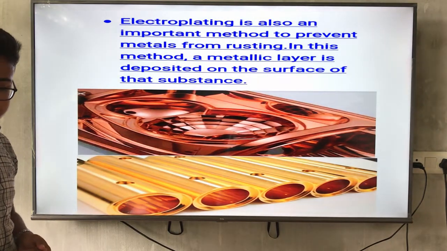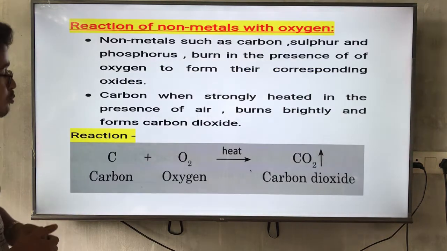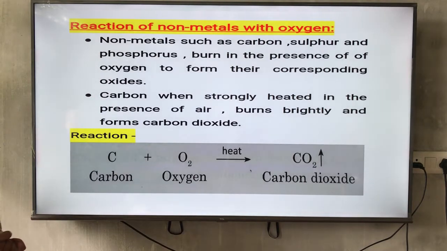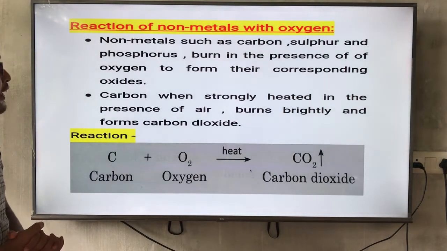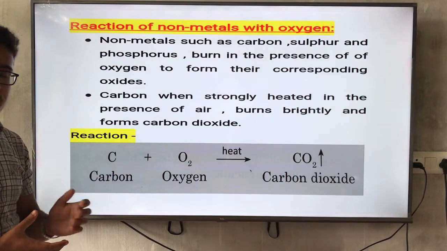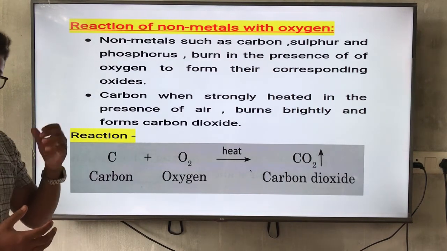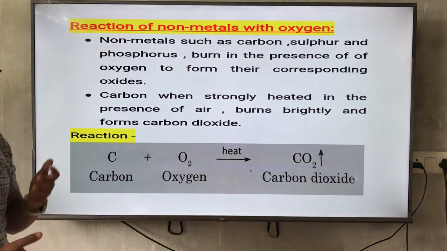Is this clear? After this, we now learn the reaction of non-metals with oxygen. In the previous class we did the metals.